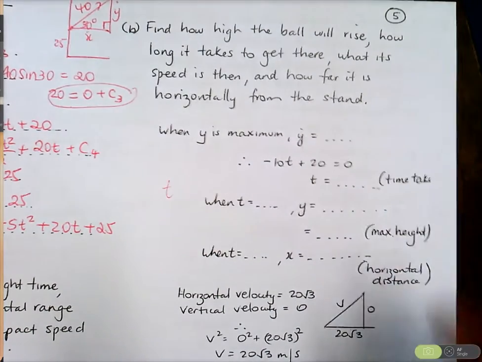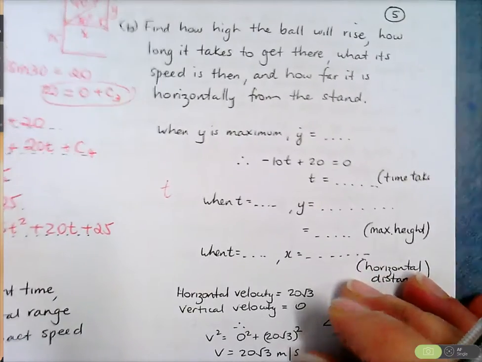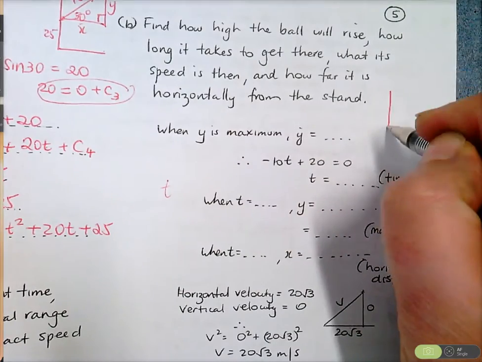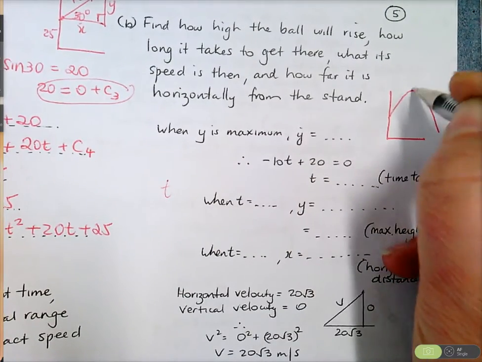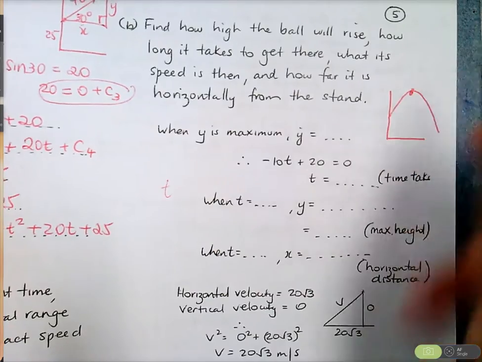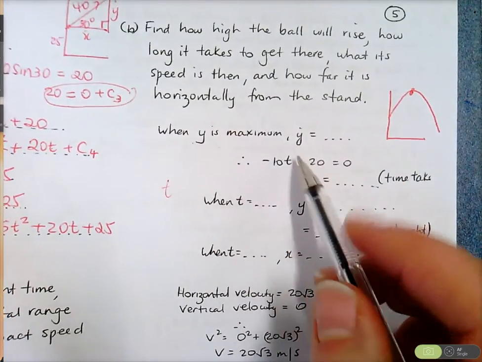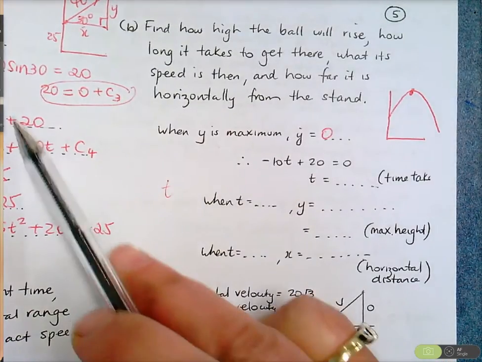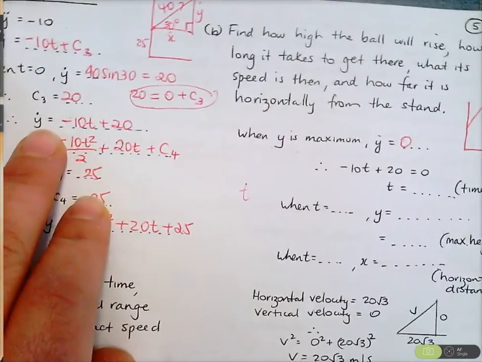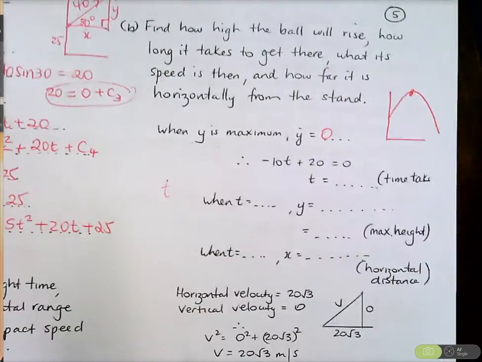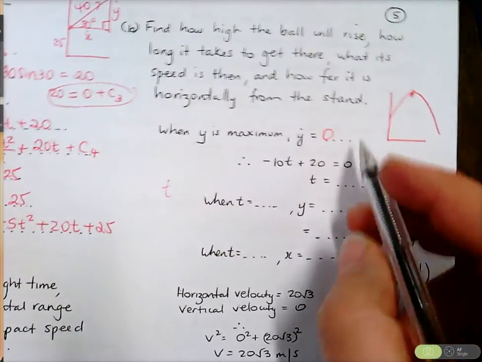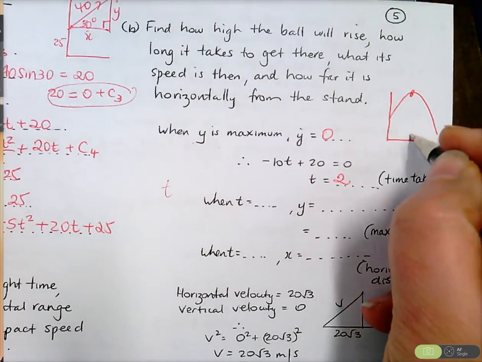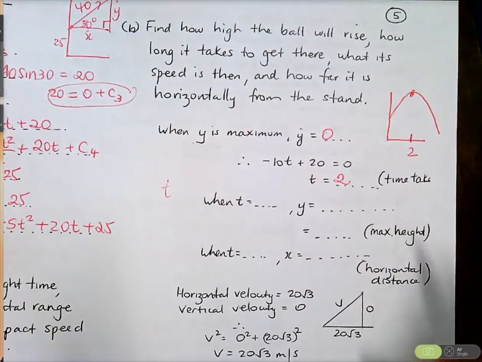Now girls, how high will the ball rise? What has to be a maximum? Y has to be a maximum, because the particle goes like this. We want y to be a maximum. So when y is a maximum, y dot is 0. Y dot is negative 10t plus 20, so negative 10t plus 20 is 0. Therefore, t is 2. So this maximum occurs when time is 2.